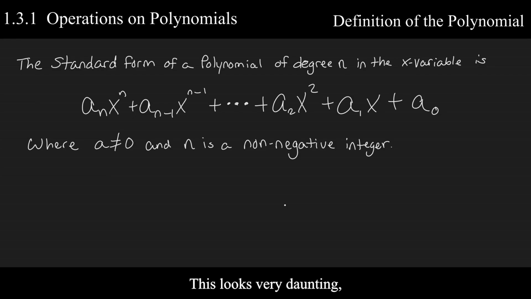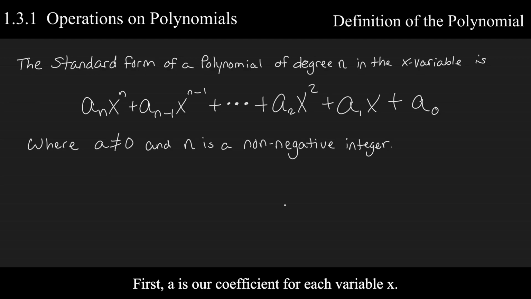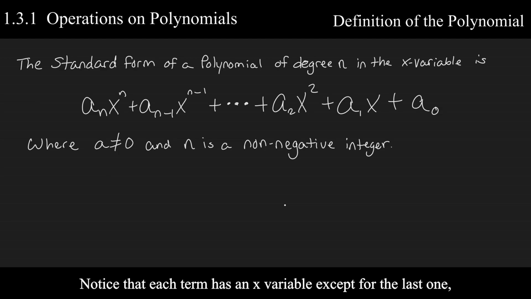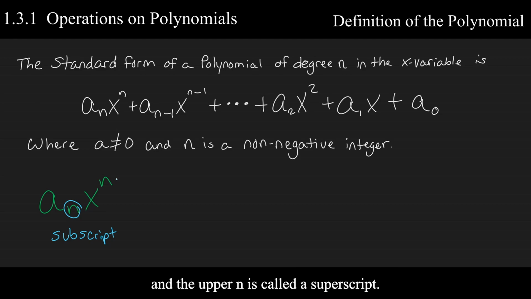This looks very daunting, but it's simply an explanation of what we want when we need a polynomial in standard form. First, a is our coefficient for each variable x. Notice that each term has an x variable except for the last one, which is our constant, because x to the 0 power equals 1. Now look at the first term, a sub n times x to the n power. The lower n is called a subscript, and the upper n is called a superscript.